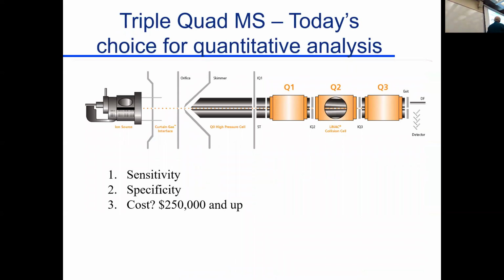Here's an example of a triple quad. So it's basically MS/MS, tandem mass spectrometry. You're getting your sample put in here. There's the first MS that comes here. There's where you separate and say, okay, I want to look at certain fragments of a compound. I want a spectrum of the compound. And so we end up having two mass specs interfaced.